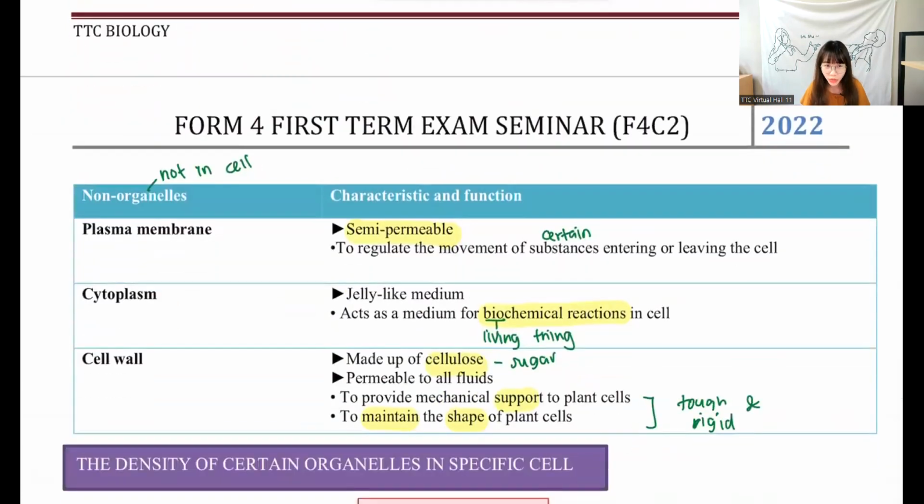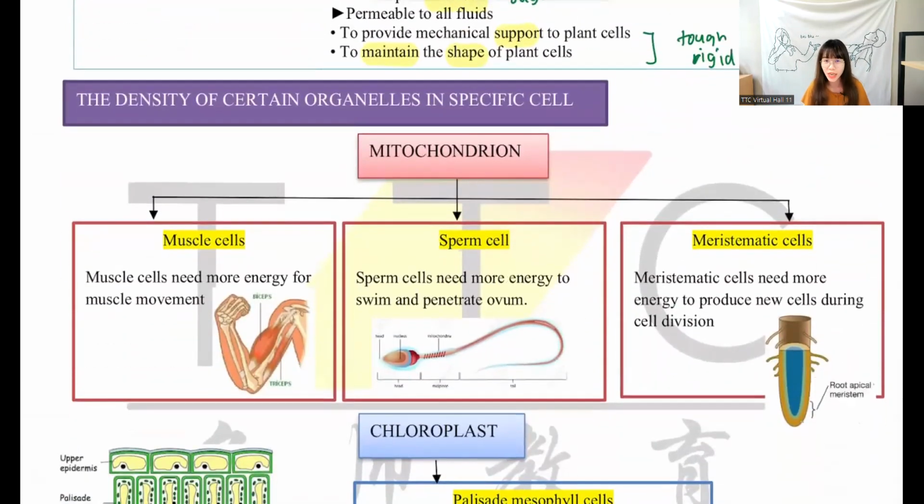Okay, now done with this one, let's move to the next one, which is the density of certain organelle in specific cell. We have few examples. First, we have mitochondria. Mitochondria, singular, plural, we don't care. Okay, it doesn't matter, singular, plural. What is the function of mitochondria, guys? Mitochondria is used to... Correct. They are used to generate energy.